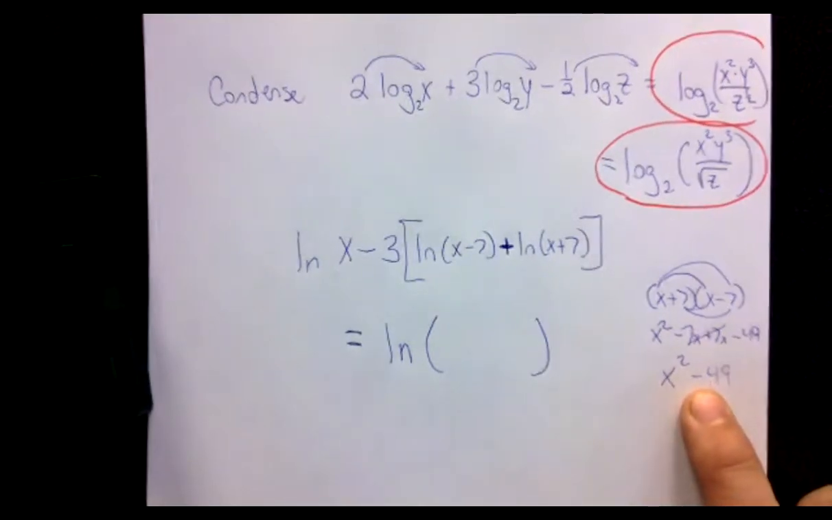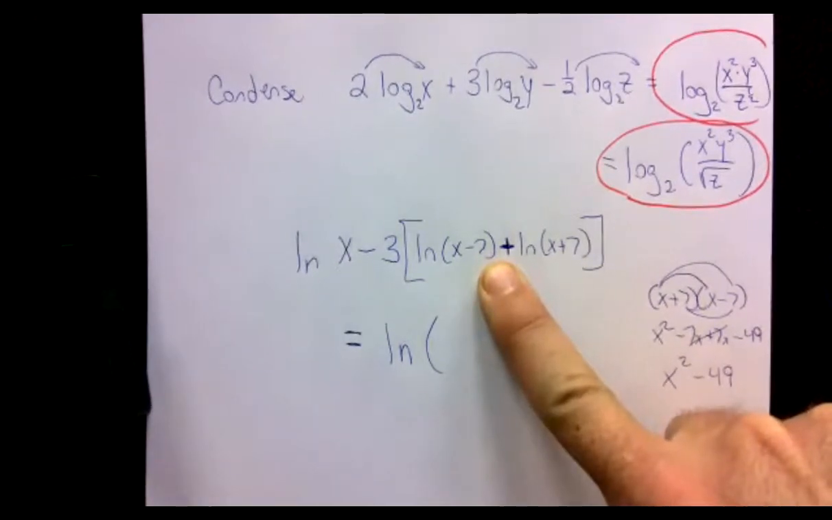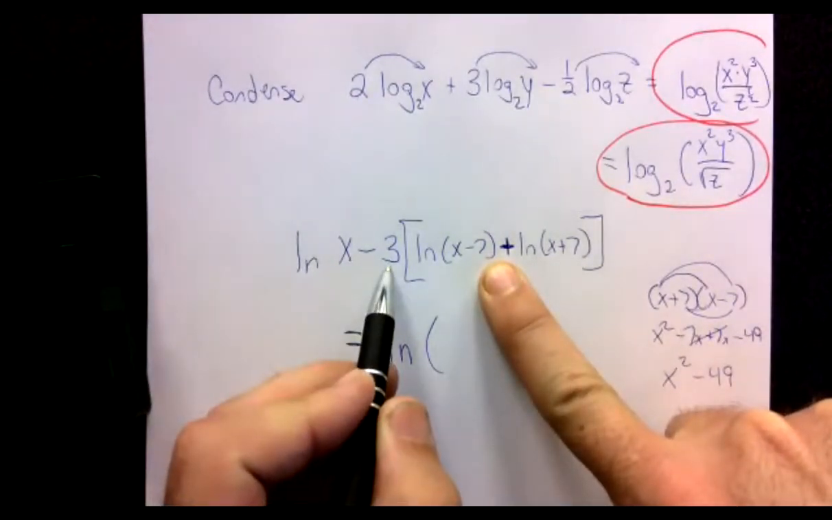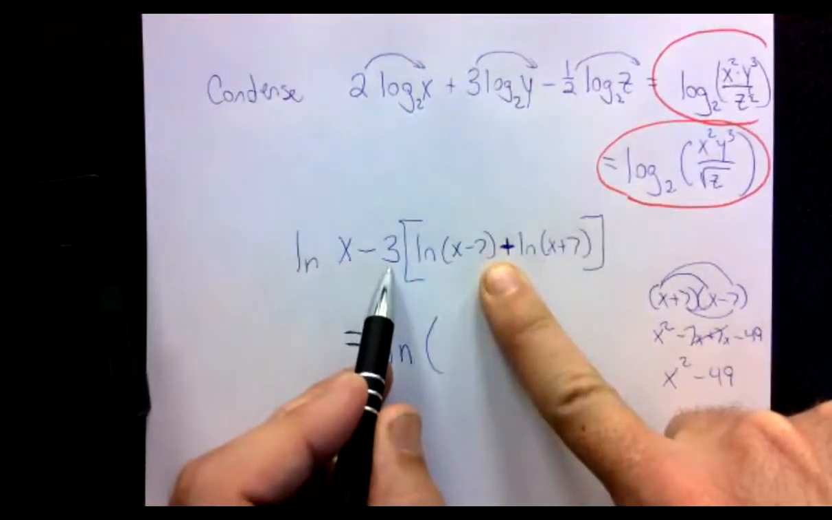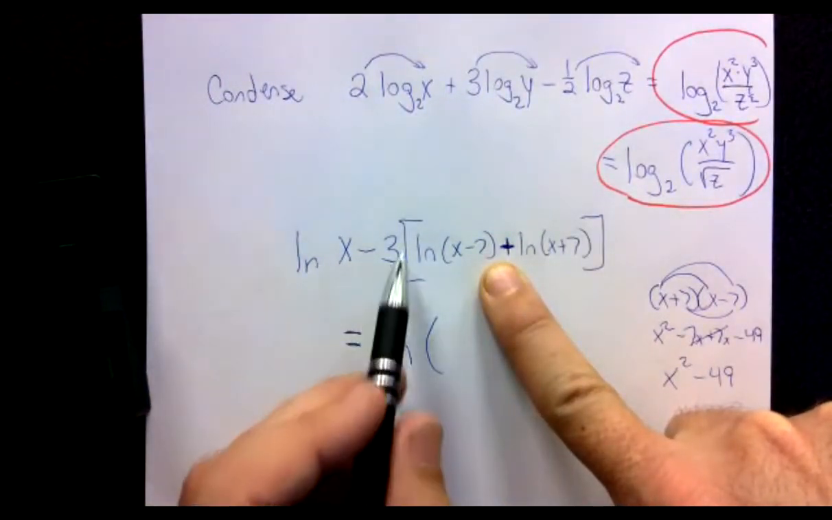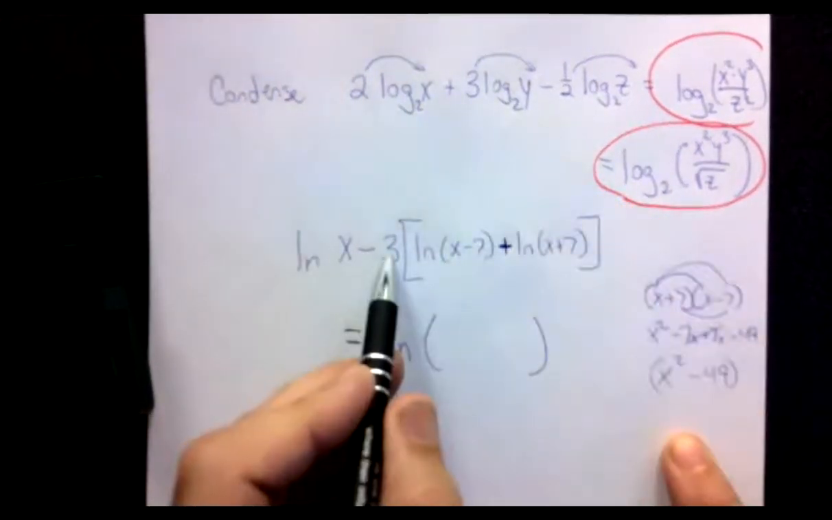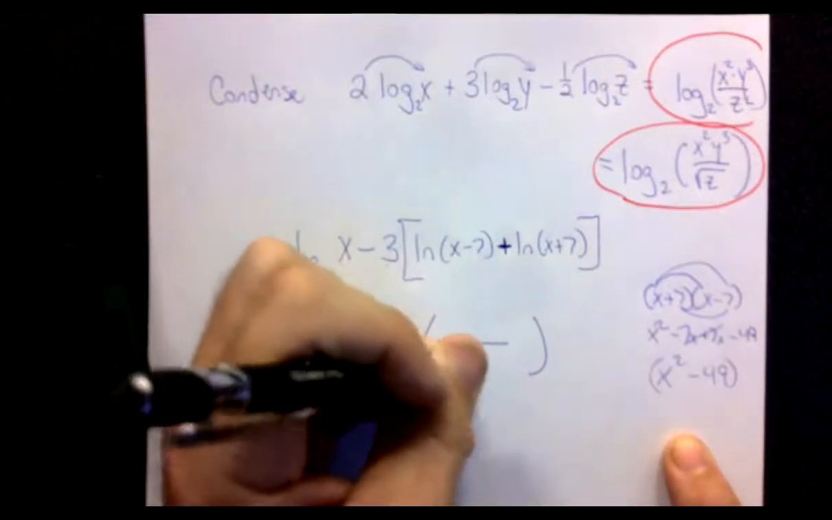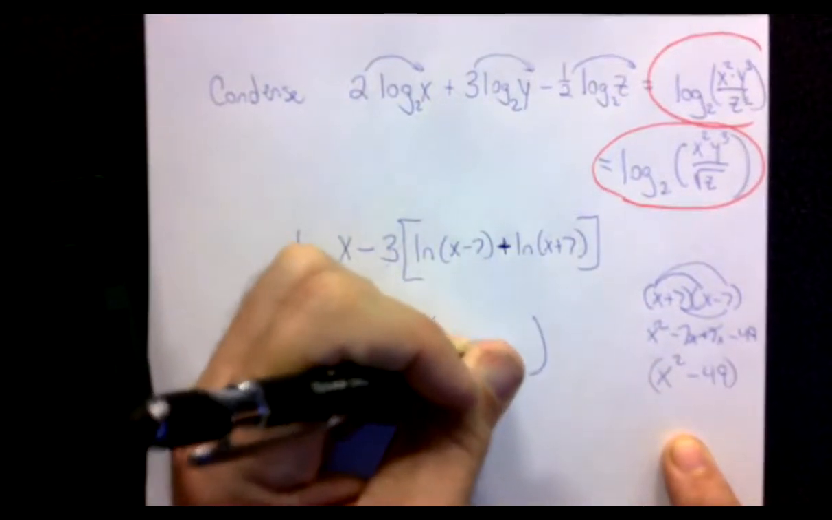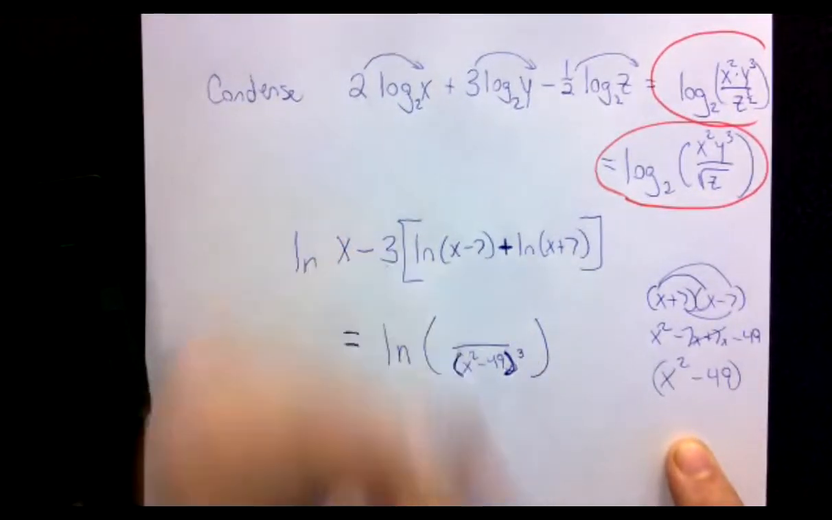Okay, now remember, that piece is kind of what's going on here. This number then becomes a power. So this 3 being multiplied, remember your properties, multiplication becomes a power. So that's going to be x squared minus 49 to the third. And again, this minus means we're going to be doing division. So this is going to go down here like that.